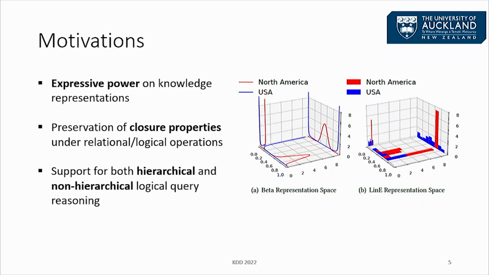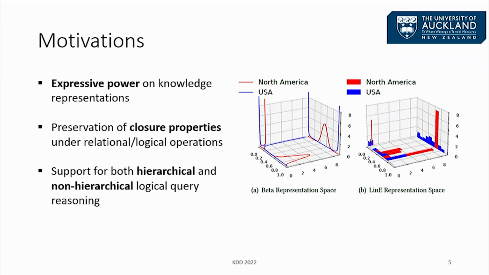So in particular, we want to support both hierarchical and non-hierarchical relations. Over here, we demonstrate what a hierarchical relation is. For example, we know that North America contains USA. We also know that USA contains the city of Chicago. So the containing relationship is actually hierarchical. So we can say that North America contains the city of Chicago.